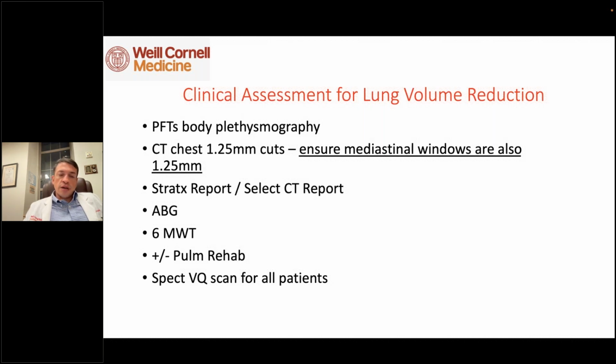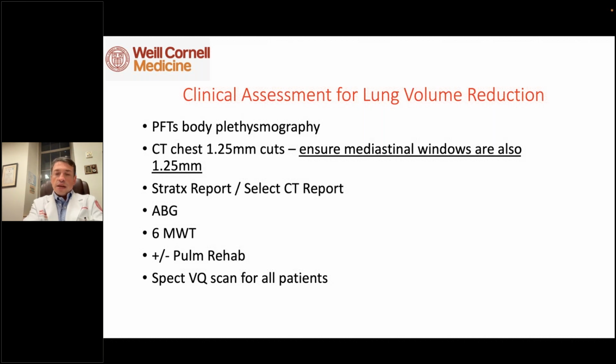Now, the Olympus can take 1.5 millimeter cuts, but there's something very important which we did not realize for a while, but we figured this out at some point. When you request 1.25 millimeter cuts, many radiology facilities will provide you those images on the lung windows. But if you look at the mediastinal soft tissue windows, you will not see 1.25 millimeter cuts. And that is because usually you don't need thin slices when you're looking at a mediastinum.